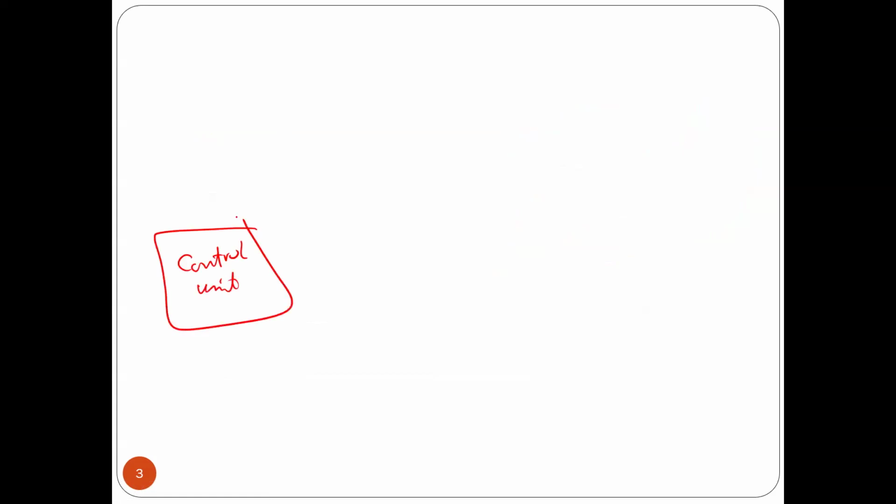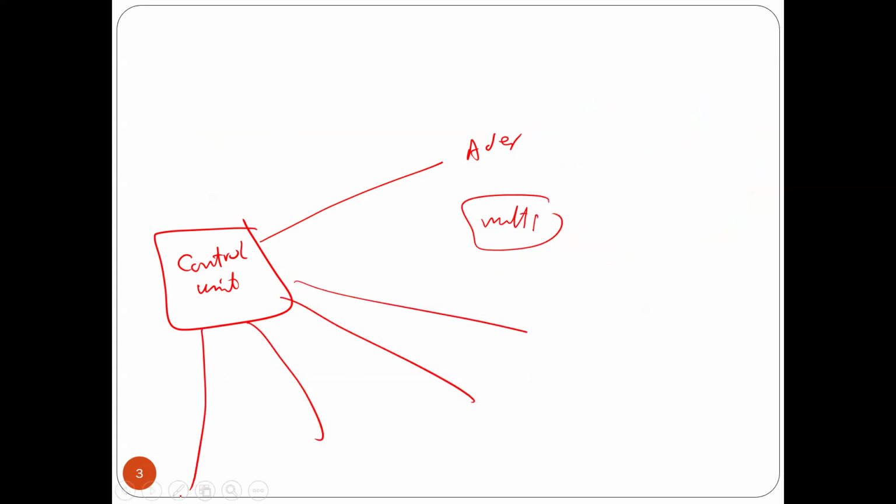This control unit is actually controlling all the devices in the system. It's connected to the multiplier, to all registers, decoders, it's connected to everybody. It's a control unit. This control unit should have the capability to enable or disable any device because it's in control. You understand what I'm saying?